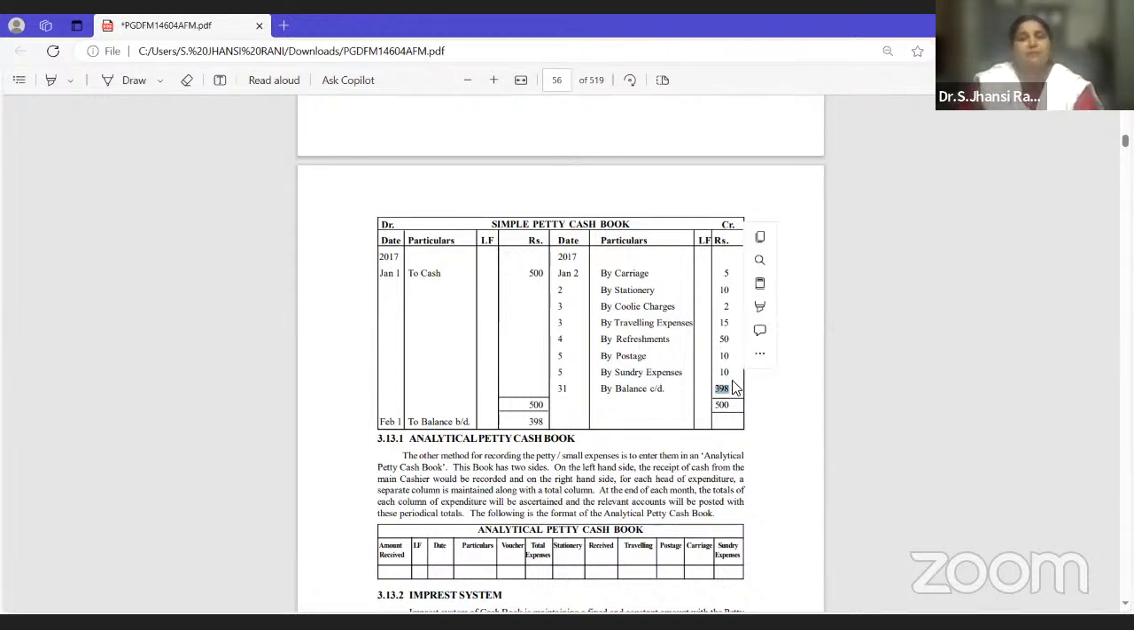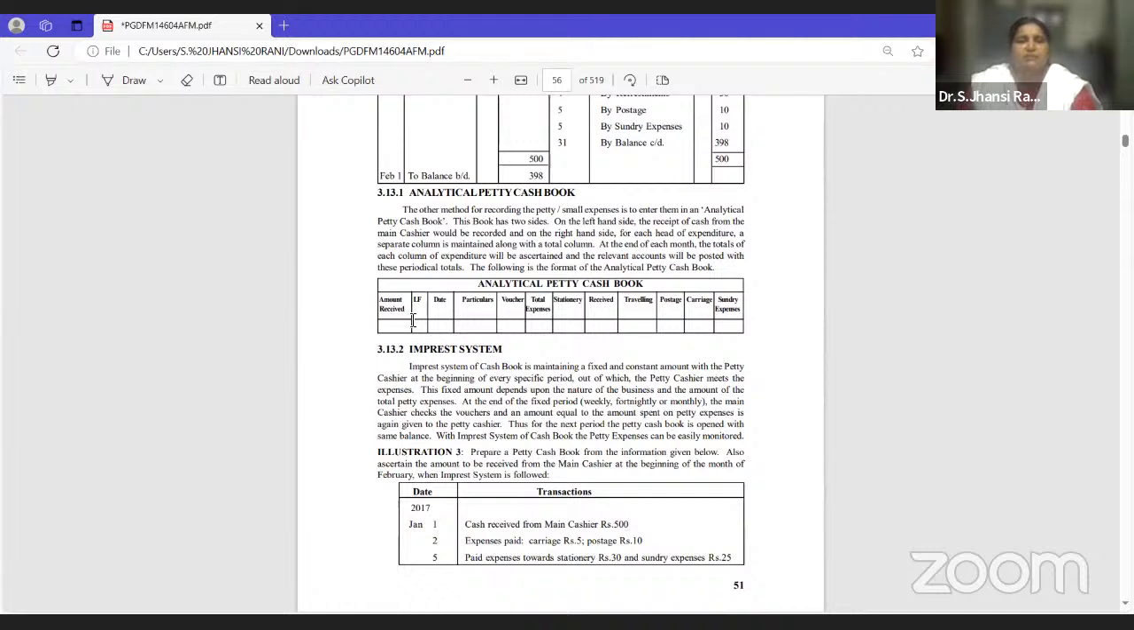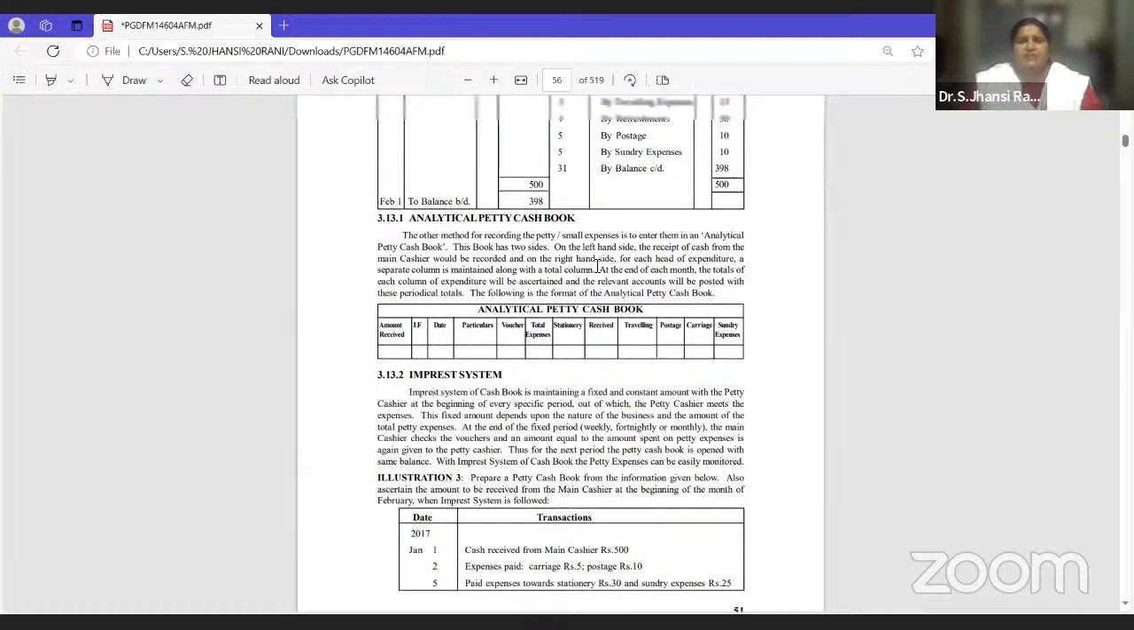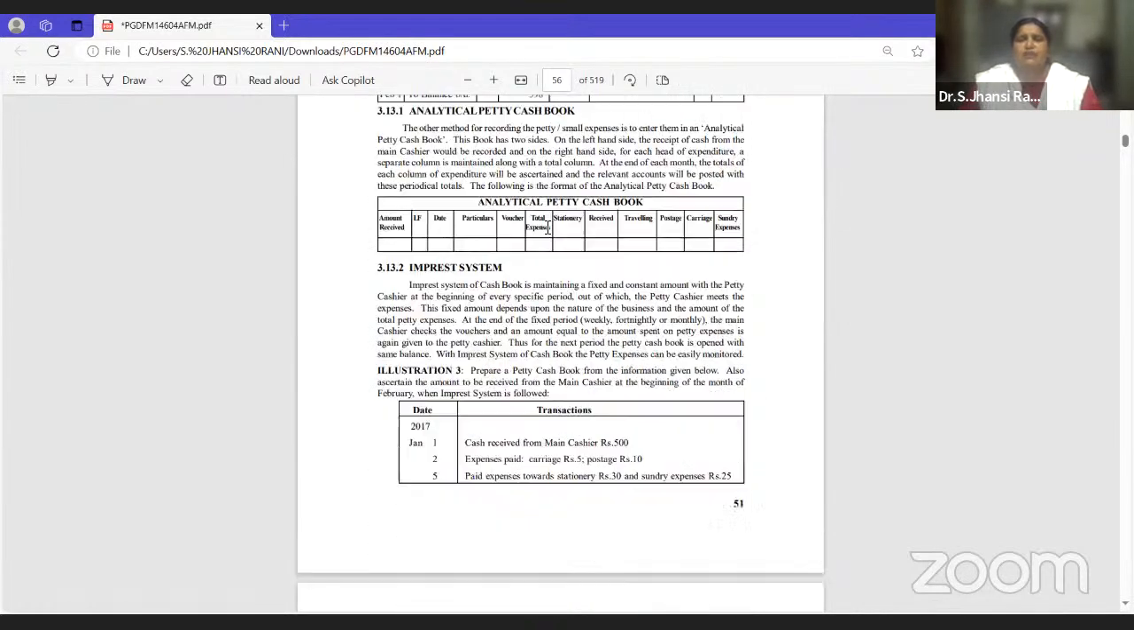So this is the simple petty cash book. We also have the analytical petty cash book, which we'll look at now. In an analytical petty cash book, whatever amount he has received, we write on the credit side, this amount which is 500 rupees, with the date and particulars. For example, here we had stationery and traveling expenses. For everything, we draw a new column.